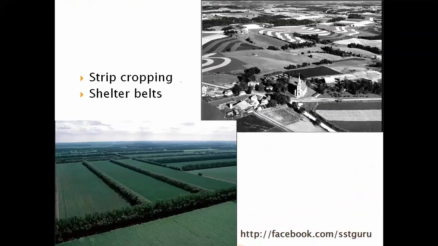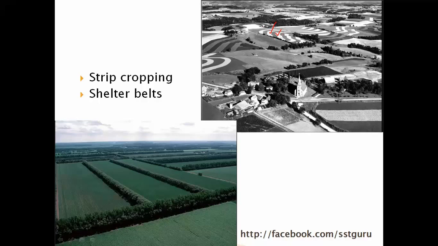Now we have just 2 more features which are explained in our book. It is strip cropping and shelter belts. Strip cropping deals with planting of different strips of grass and your crop. So these are grass and these are your crops. So why do you do strip cropping? It is to reduce the wind erosion.